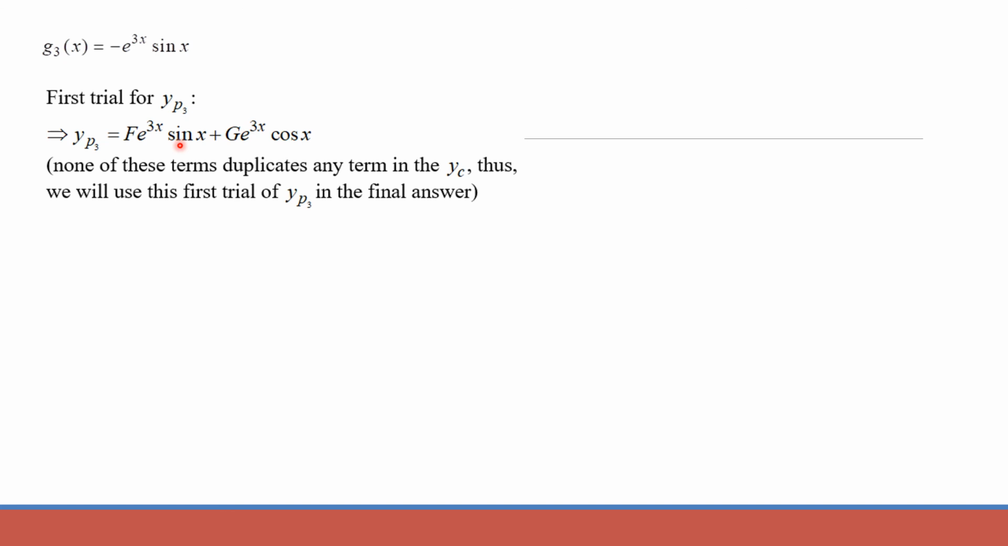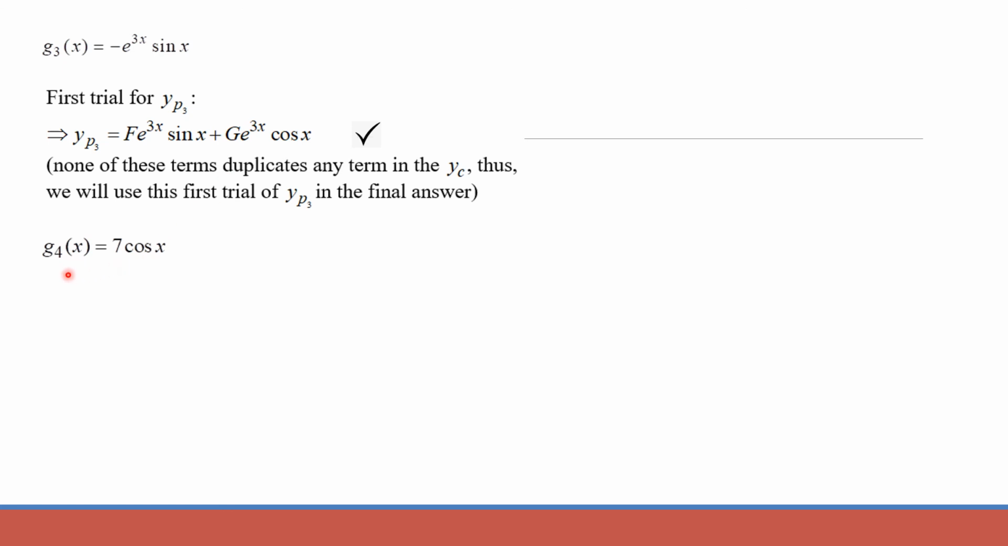But remember, the sine function always goes together with the function cosine. So you have to add another term involving the cosine function. What you have to do is to just replace f with another coefficient known as g, and replace the sine by the cosine function. So this will be the complete form of the function for the yp3. And when we compare these two with the terms in the yc, we notice that none of these terms duplicate any term in the yc. Thus, we will use this yp in the final answer. Since there's no duplication, there's no necessity for us to multiply this yp3 by x.